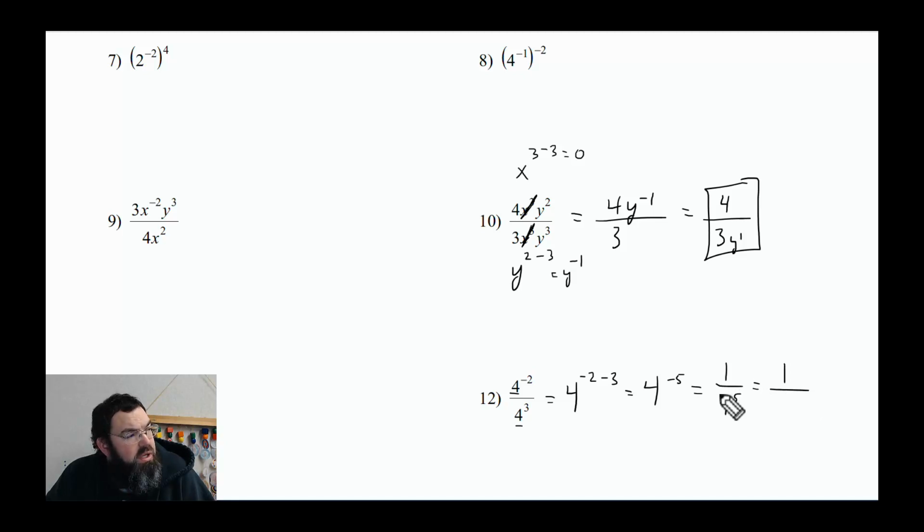4 to the 3 is 64. 256 times 3. I don't know. 700 and something, 8 something. I'm not sure. Maybe you want to leave this one as 1 over 4 to the 5. You probably don't want to put the actual number down there. I don't know what it is, but we'll leave it that way.